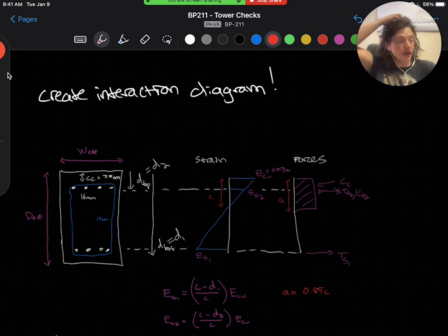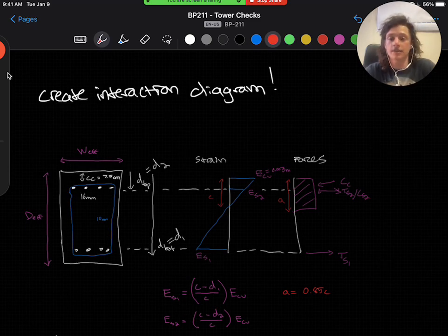The strain diagram shows the top and bottom steel strains, the concrete compressive strain ECU, taken as the design maximum of 0.003, and C, our distance to the neutral axis. All these terms should look familiar so far. We are just adding a number 2 term, or a second term, to define this top steel, or D2, D top, and D1 is D bottom.